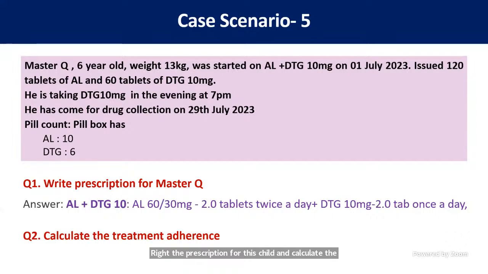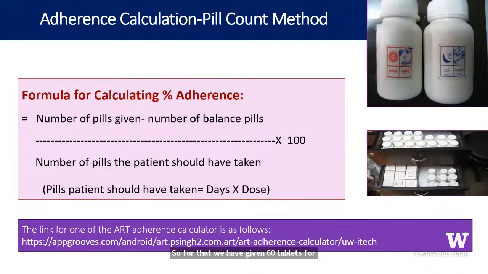The prescription will be AL 60/30 FDC, 2 tablets twice daily. That means 4 tablets a day. That's why we have given 120 tablets for a 30-day refill, and DTG 10 milligram, 2 tablets once a day. For that, we have given 60 tablets for 30 days. So to calculate the adherence: number of pills given minus number of pills balance, into 100, divided by the number of pills the patient should have taken, that is, days the pills should be taken into dosage. This is the formula to calculate.